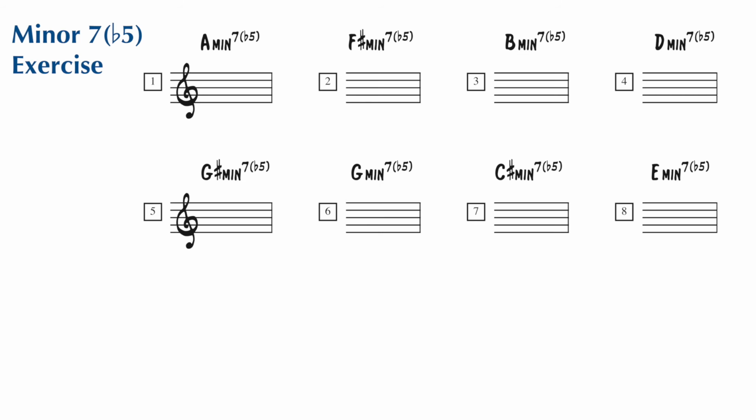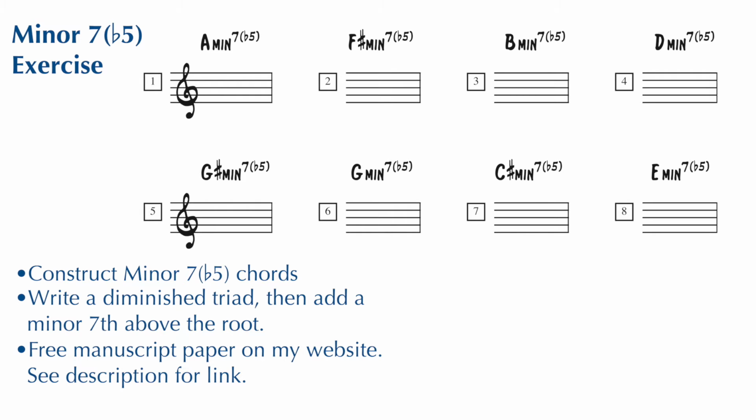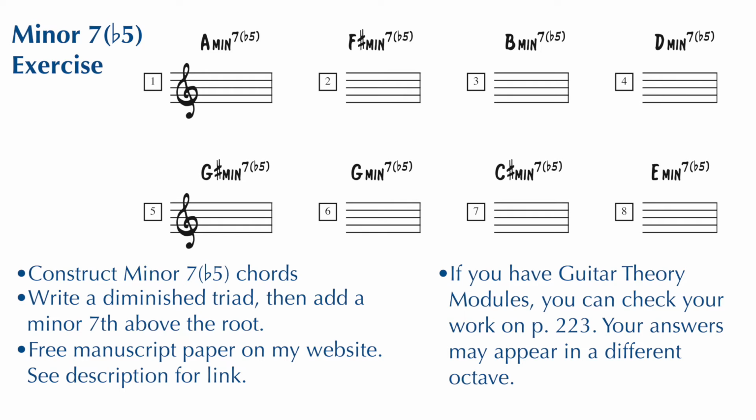At the bottom of page 116, we have this minor 7 flat 5 exercise. Your job is to construct these minor 7 flat 5 chords using those two steps we just talked about. First, write a diminished triad, and then add a minor seventh above the root of the chord. If you have a copy of Guitar Theory Modules, you can write your answers right there in the book and check your work on page 223. And your chords may appear in a different octave than mine, and that's okay.